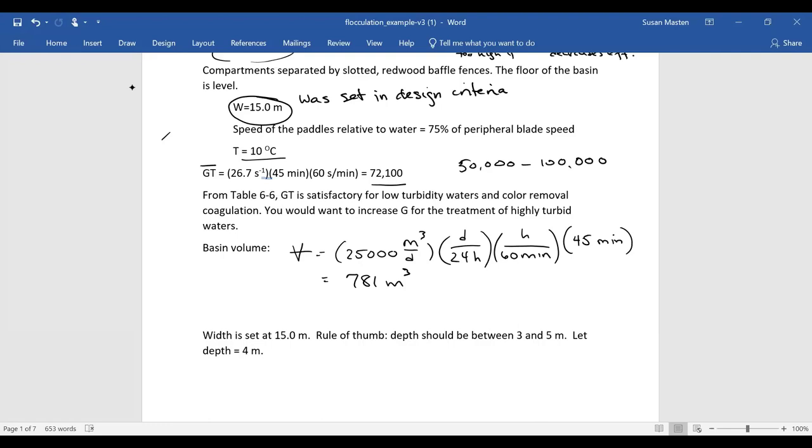The width, as I mentioned, was set at 15 meters. That was to align with an adjacent sedimentation basin. And as a rule of thumb, and you'll see this throughout the designs in this course, we'll talk about rules of thumb. It's just based on experience. The depth should be between 3 and 5 meters. So let's pick a depth to start with of 4 meters. We have to start somewhere.